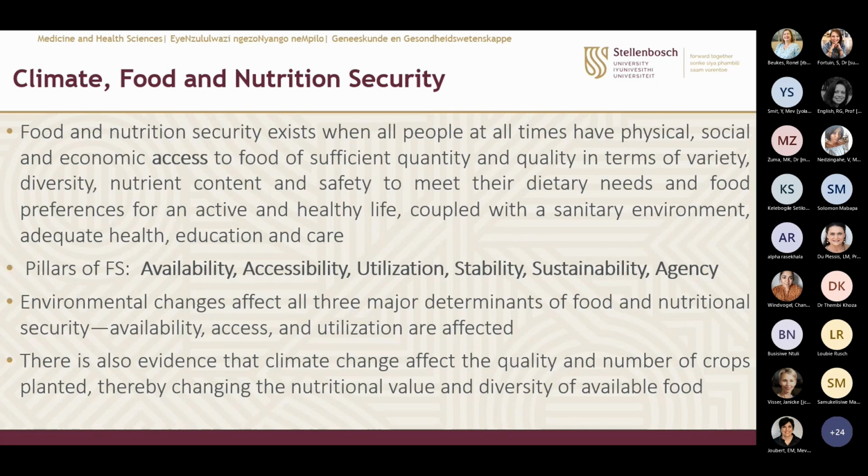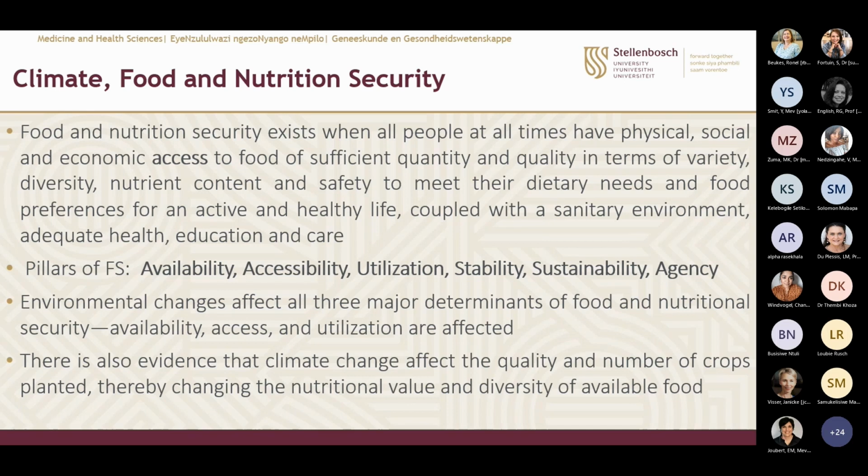Just by looking at this definition of food and nutrition security, I think everyone who is in this webinar can see where they fit. So when this is affected, it means all the other aspects are also affected. Education is also affected, and the WASH is also affected. So the pillars that we're looking at are availability, accessibility, utilization, stability, sustainability, and agency.